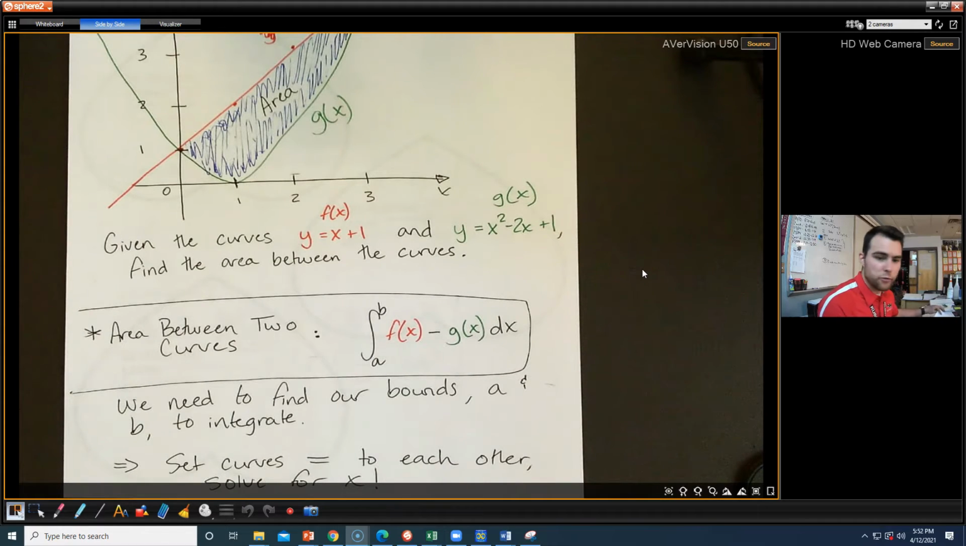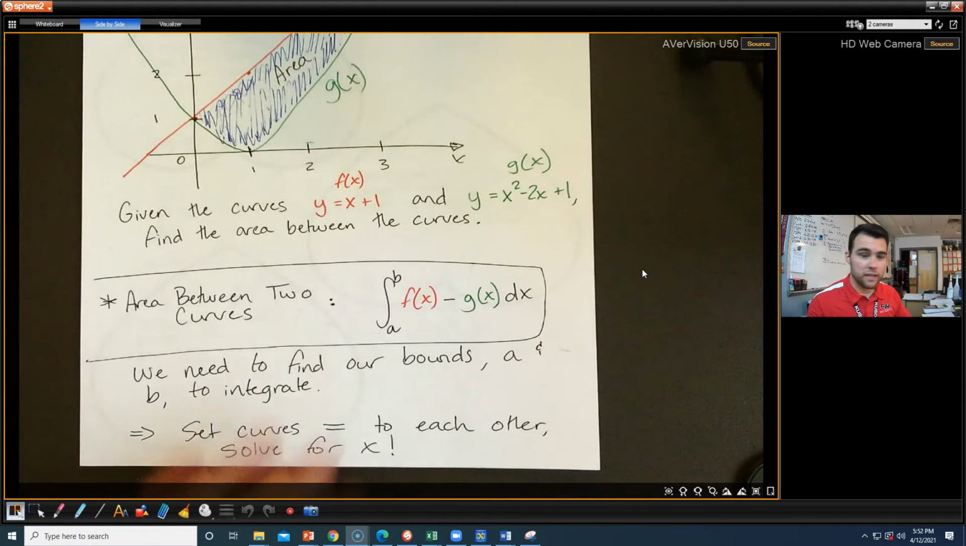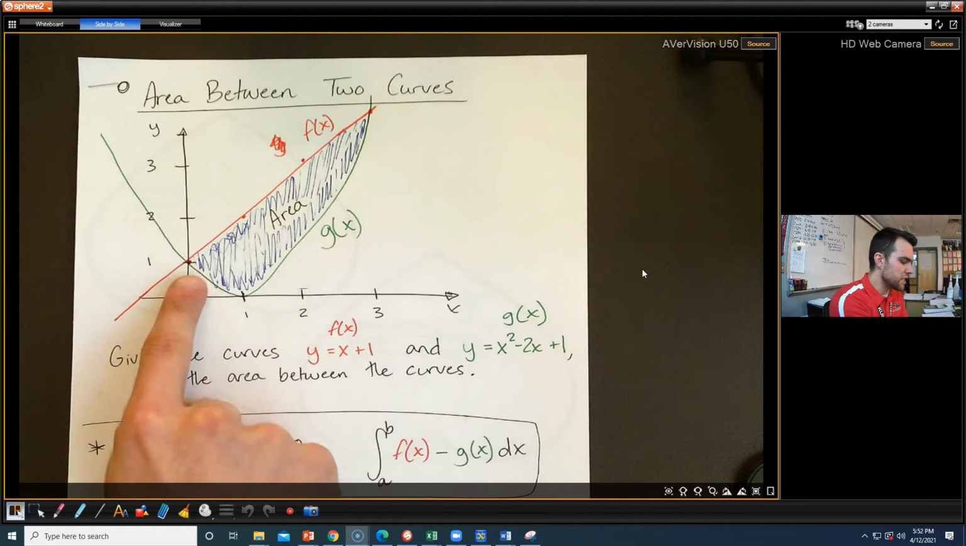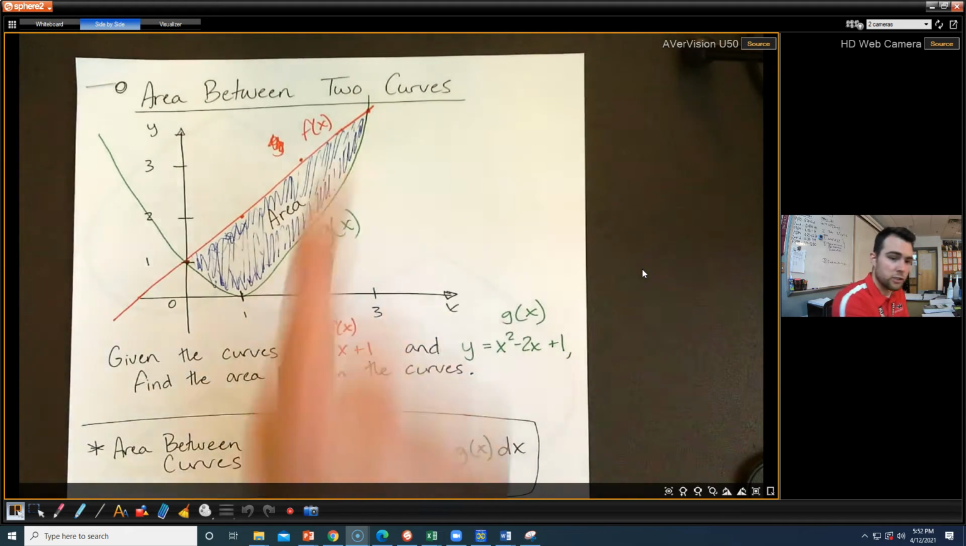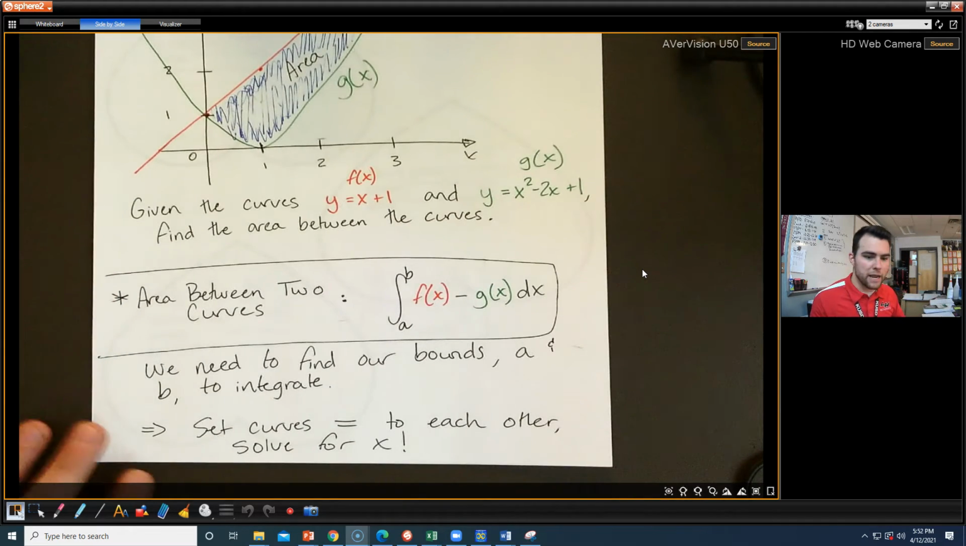Now, we need to find our bounds. We're usually not given bounds, even in this problem, but we can look at them and see. We can see that 0 and 3 look to be the bounds. But what if you weren't sure? To find our bounds, we can just see where the curves intersect, so we set the curves equal to each other and solve for x, and that's all we have to do.